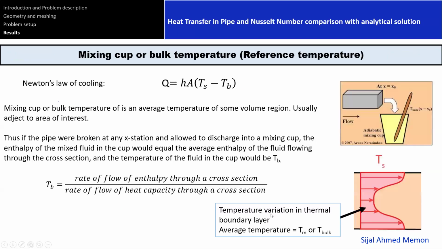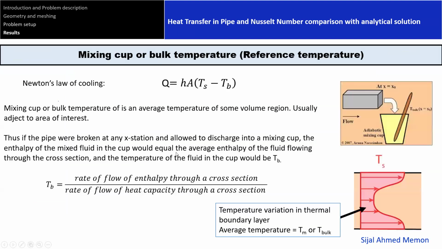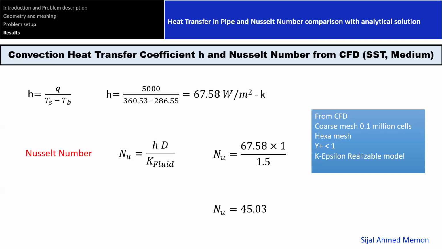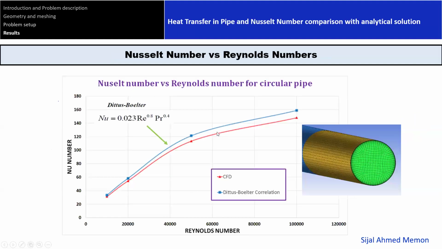And if you remember, we got the Nusselt number from the Dittus-Boelter correlation as 48. So now just get the percent difference here. We get an error of only 6.18%. Okay, 6.18% only.